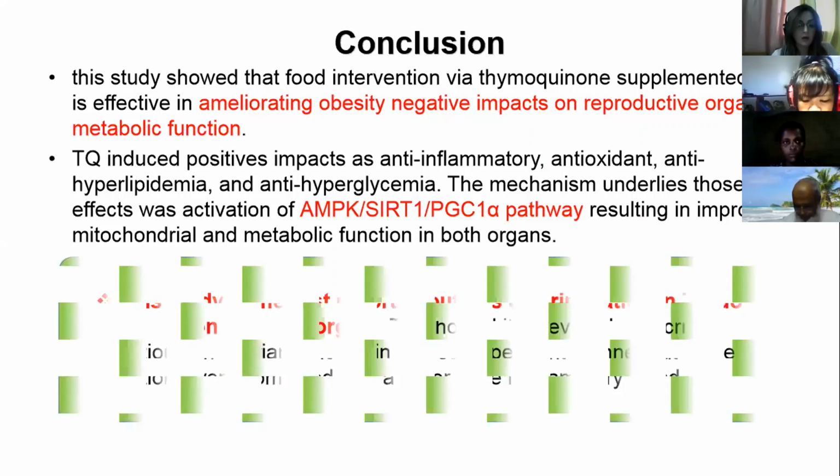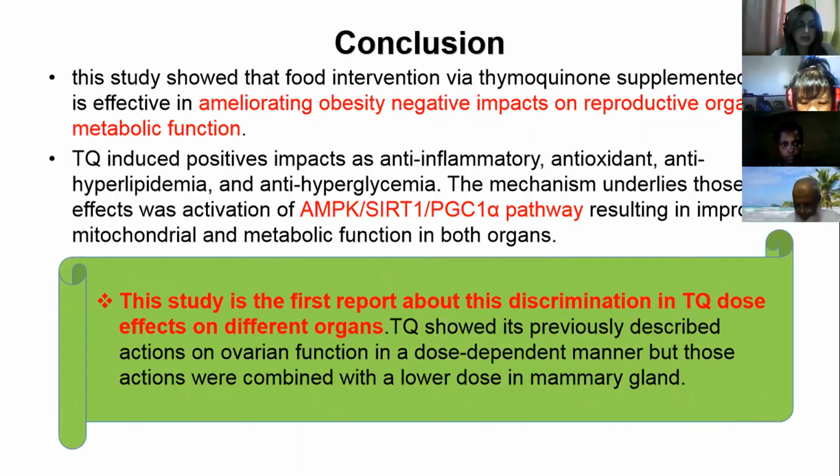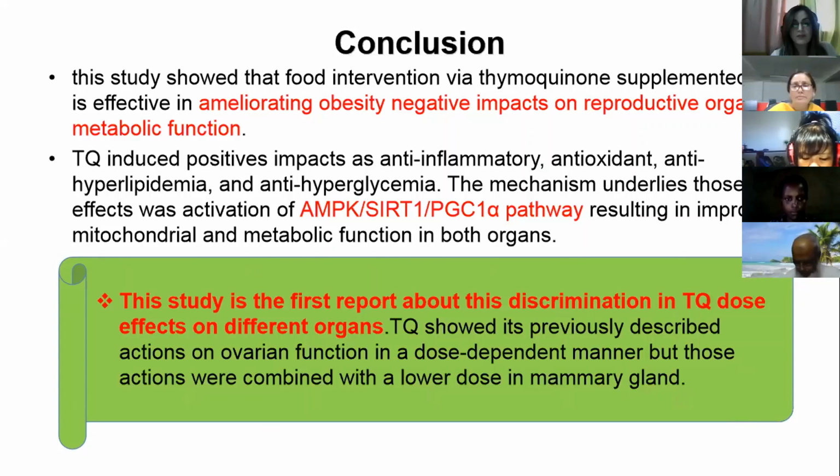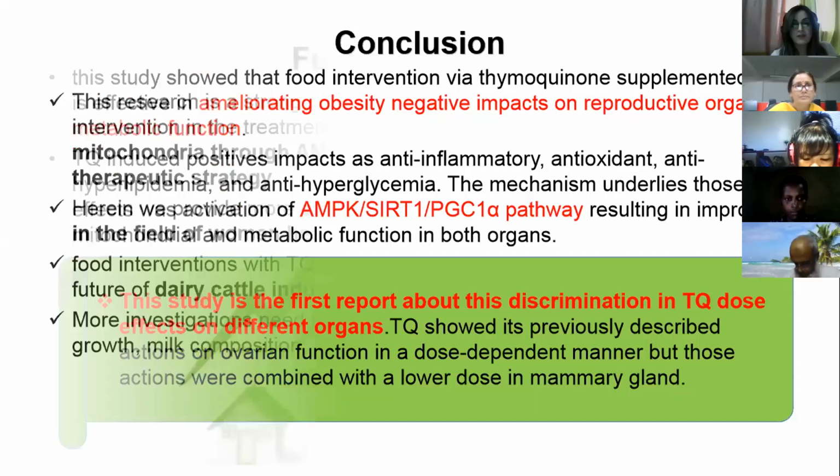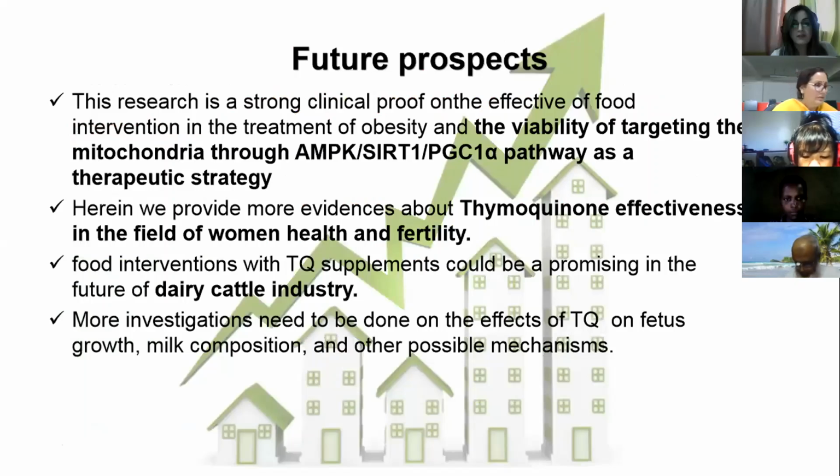on different organs. TQ showed its previously described actions on ovarian function in a dose-dependent manner, but those actions were achieved with a lower dose in the mammary gland. The future prospects after this study: this research is strong clinical proof of the effectiveness of food intervention in treatment of obesity. Like other professors explained, it could be supplemented food or a different diet like a ketone diet or something else, but food intervention is proved to be very effective in controlling and losing weight. Also, targeting mitochondria through the AMPK SIRT1 PGC1 alpha pathway is a very promising therapeutic strategy that could be studied in this supplemented food or different diet.